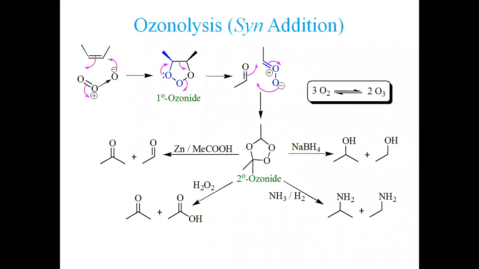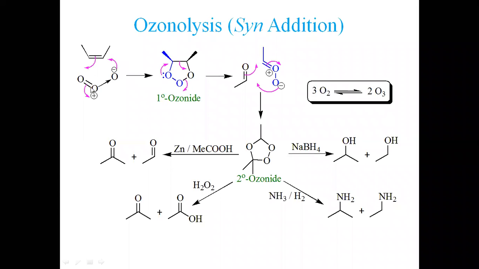Whenever ozone adds, it always causes a syn addition. You have seen osmium tetroxide and hydrogenation, and you shall also see hydroboration in the next slide, which is also a syn addition. So ozone also undergoes syn addition. How does it undergo it? Let's say this is an olefin, a cis olefin, and these are the three oxygens.